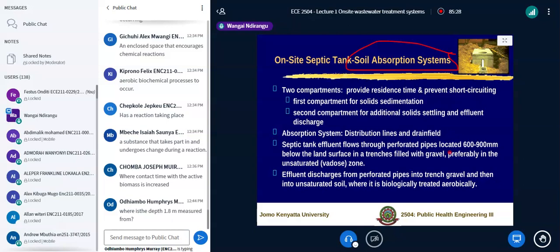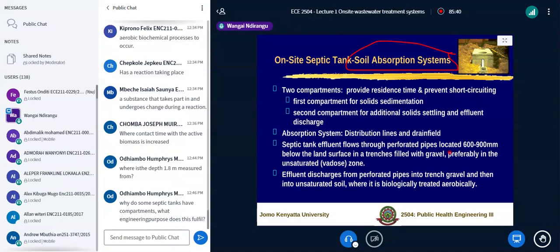So the water is still very rich in organic, dissolved organics. That treatment, the soil, in the case of an on-site system, is both a treatment and also a dispersal media. Okay?